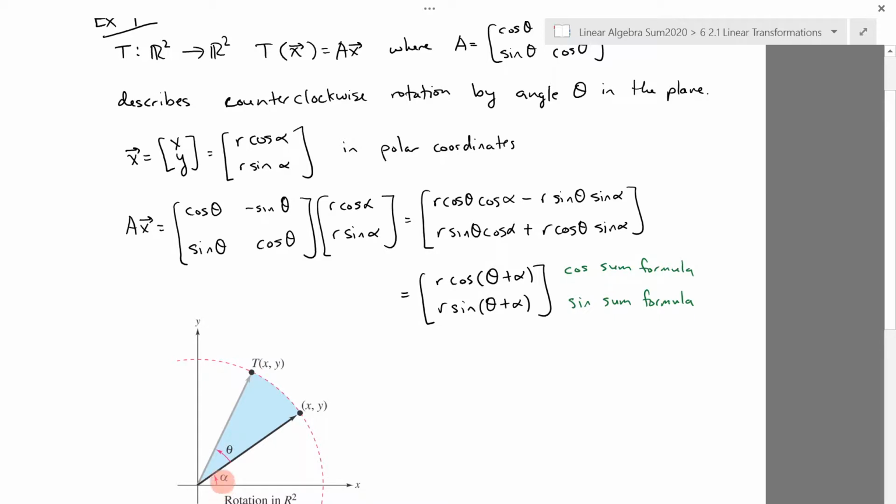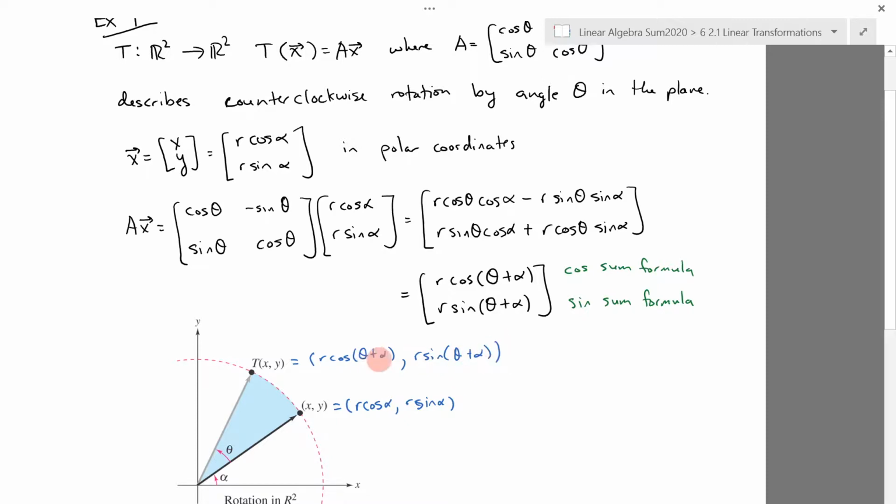So the initial vector has an angle of alpha with the positive x-axis, because that's how you represent an angle in polar coordinates. So r cosine alpha comma r sine alpha, where r is the radius of the circle, and alpha is the angle of rotation from the positive x-axis. And this is the transformed vector: r cosine theta plus alpha comma r sine theta plus alpha.